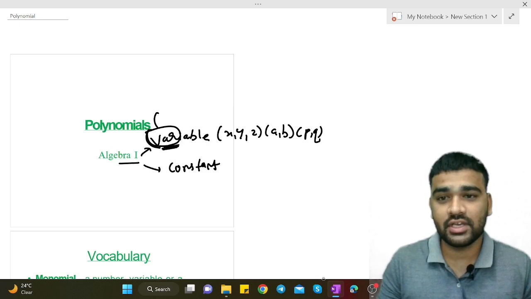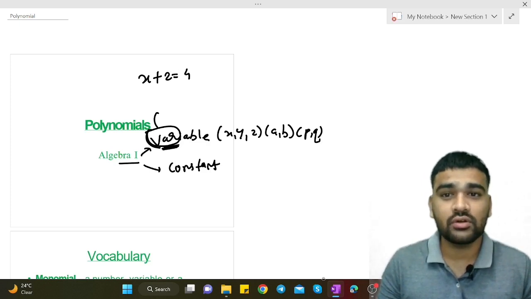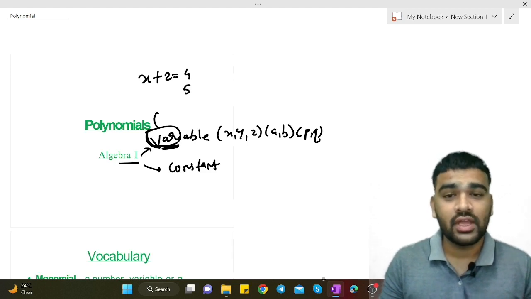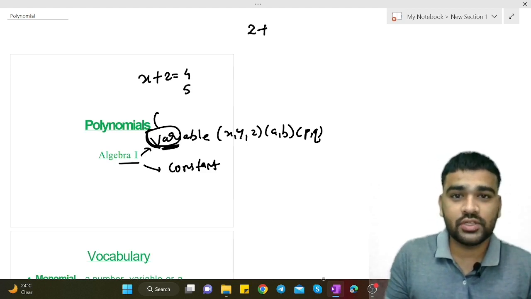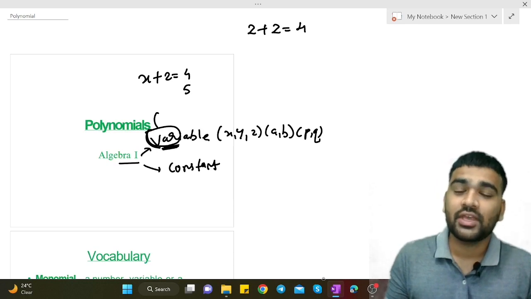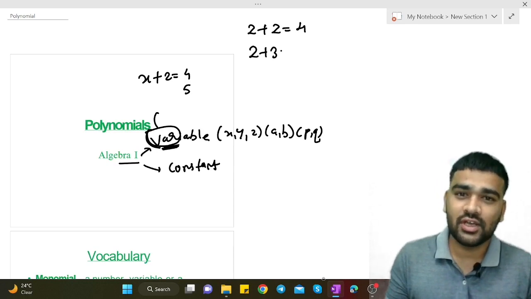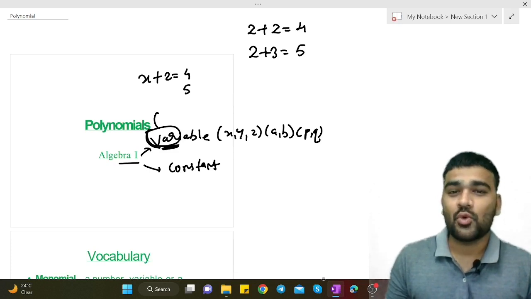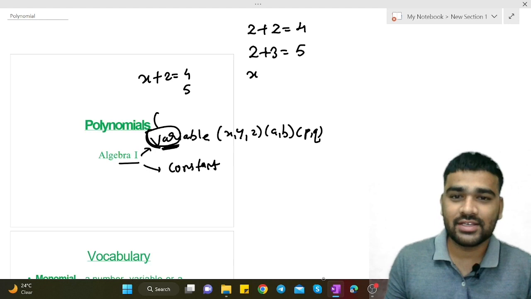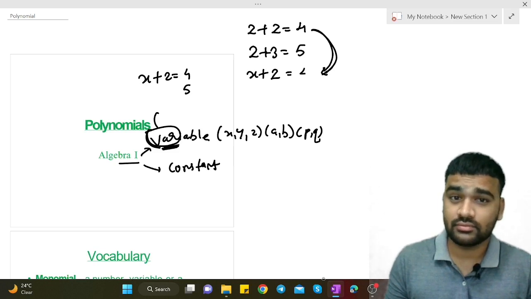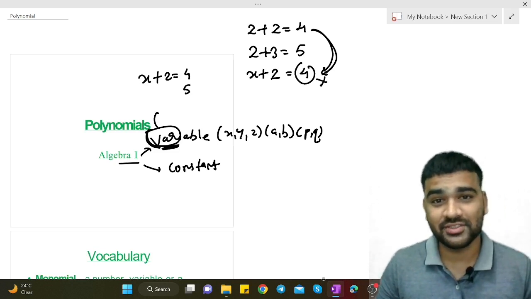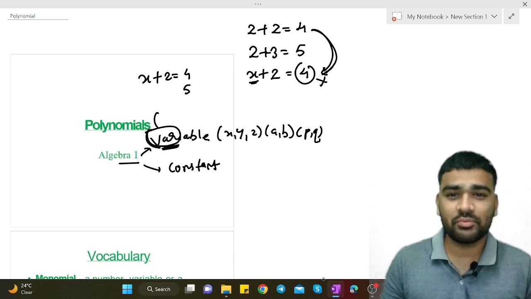Let's say I take x plus 2 is equal to what? Will I have 4? Will I have 5 or what? If I write 2 plus 2, that will give me 4. If I have 2 plus 3, I have 5, right? But what if I write x plus 2, will this give me the same answer or what? No, definitely not, because x can be anything.